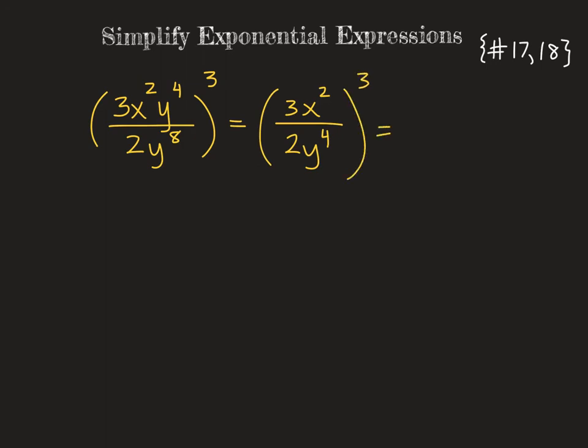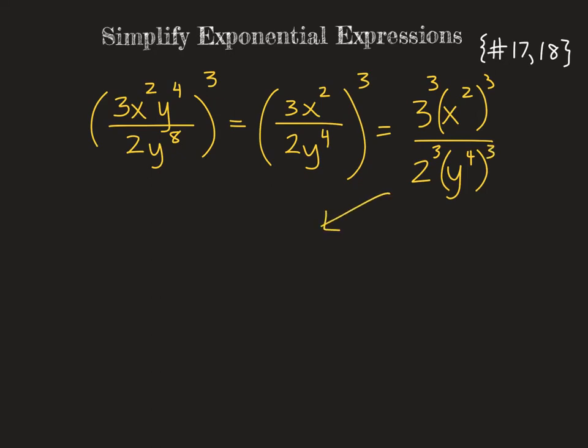Okay, then we're going to raise everything to the 3rd power. 3 to the 3rd, x squared to the 3rd, and 2 to the 3rd, and y to the 4th also to the 3rd. When we do that, we'll have 3 cubed, 27, and then x squared to the 3rd. Raising a power to a power will multiply, so we'll get x to the 6th, over 2 cubed is 8, and then y to the 4th to the 3rd, by that same rule, would be y to the 12th.